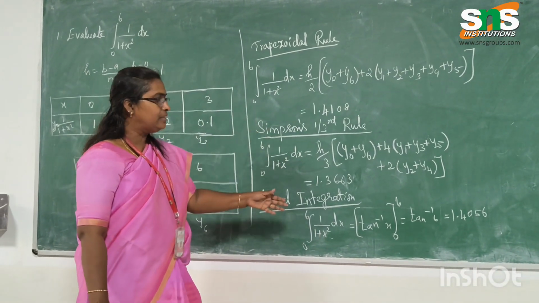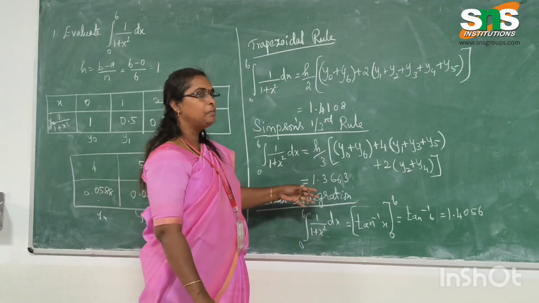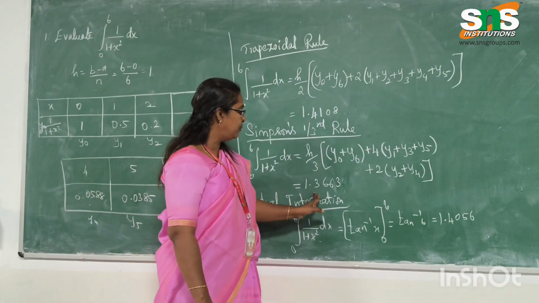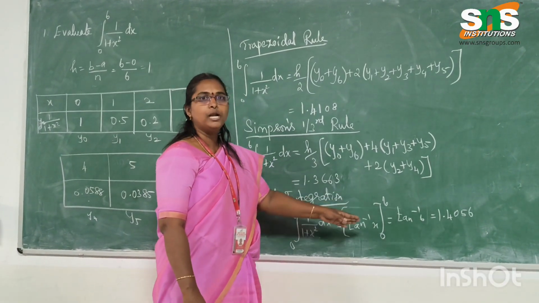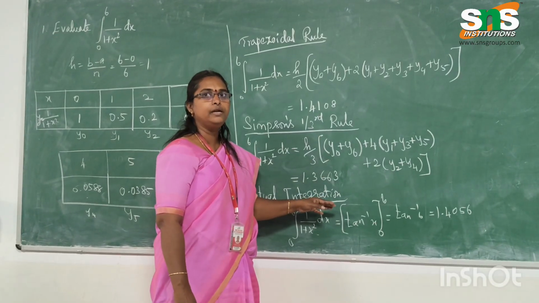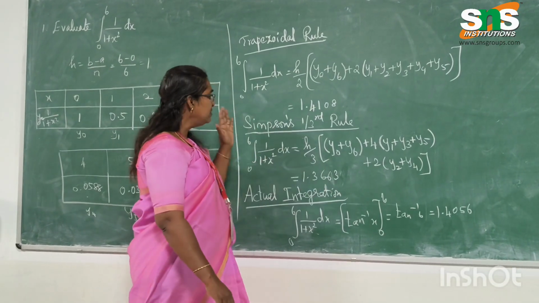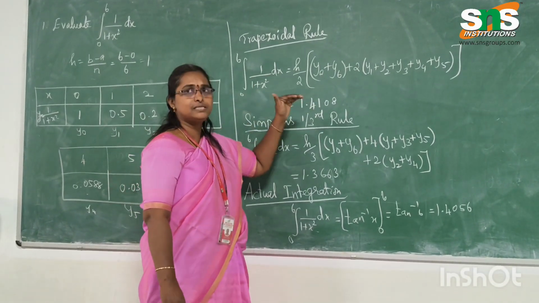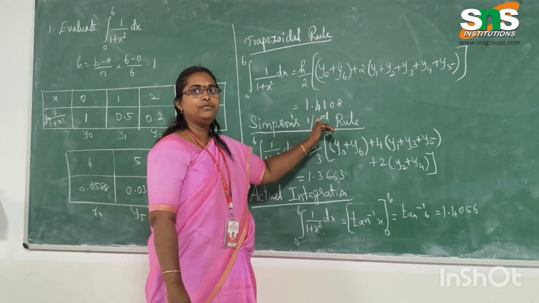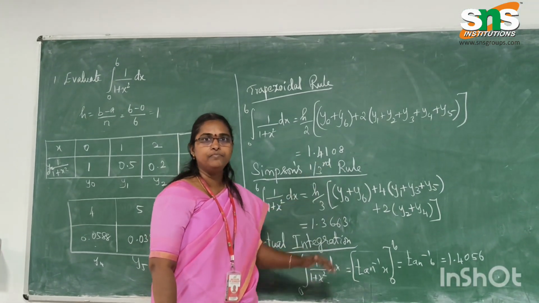Whether Simpson's, trapezoidal, or actual integration, by comparing all the methods we are getting nearby values only: 1.4, 1.3, 1.4. More or less nearby values we get for this integration. So we get accurate values this way. Yes, thank you.